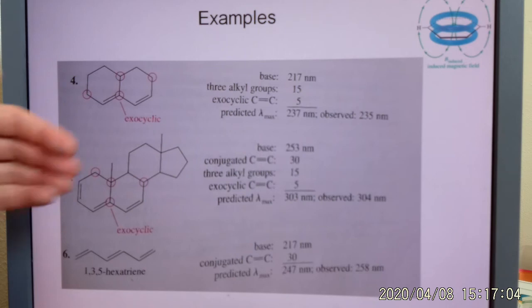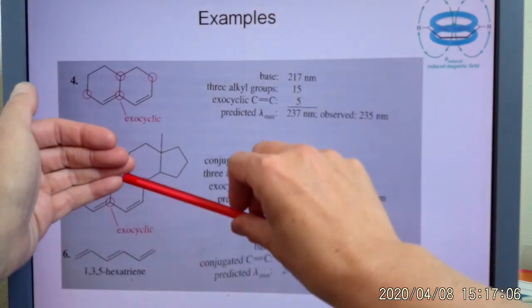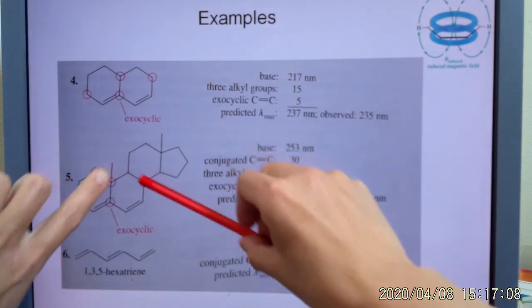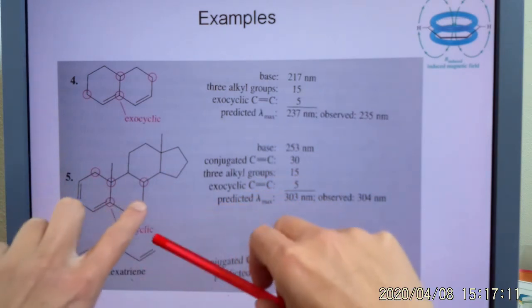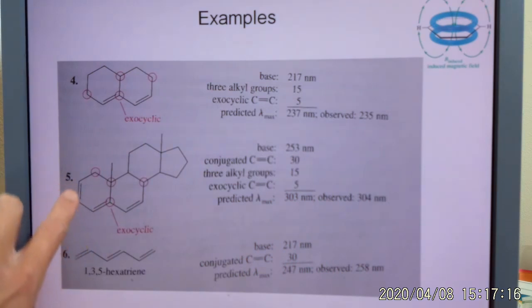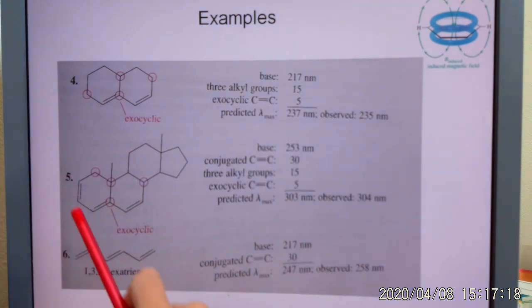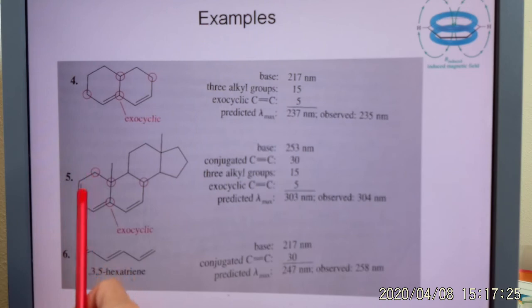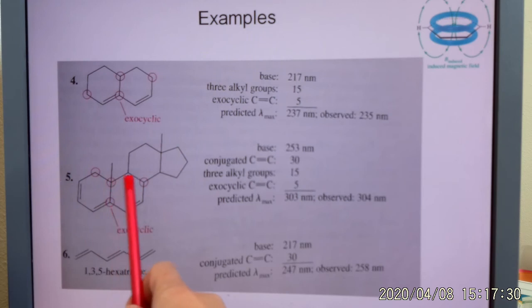Let's take a look at this group. That's my S-trans. Here's my ring. This is exocyclic. So I'm going to add 5. Okay. Oh, and look at this. What do I add if I have another conjugated carbon double bond carbon? 30. And now look, this has 1 alkyl group, 1 alkyl group, 1 alkyl group, 3 alkyl groups, 15. We predict 303. We observe 304.